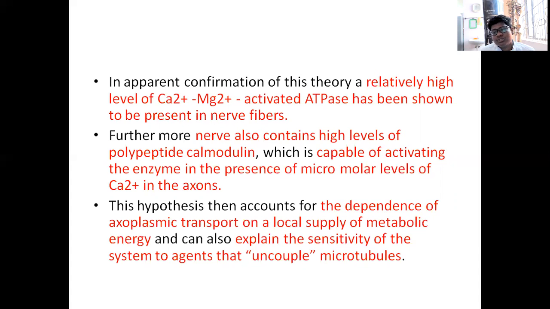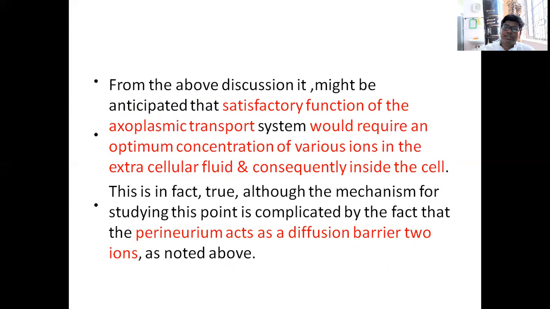Furthermore, nerves also contain high levels of the polypeptide calmodulin, which is capable of activating the enzymes in the presence of micromolar levels of calcium in the axons. This hypothesis then accounts for the dependence of the exoplasmic transport on the local supply of metabolic energy, and can also explain the sensitivity of the system to agents that uncouple microtubules.